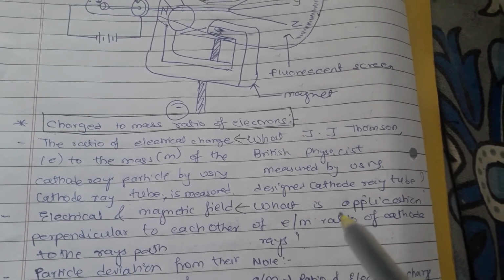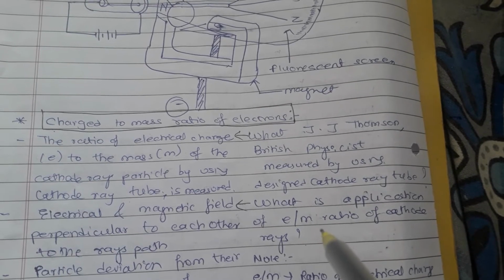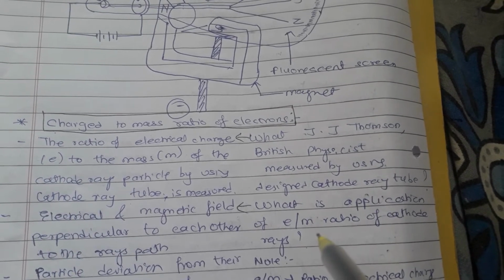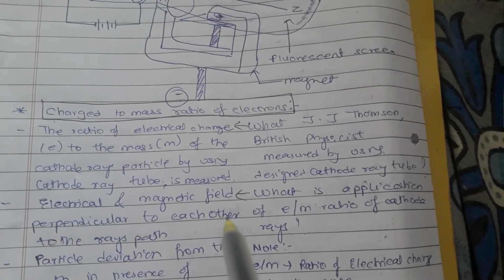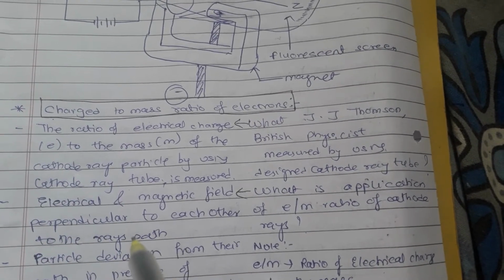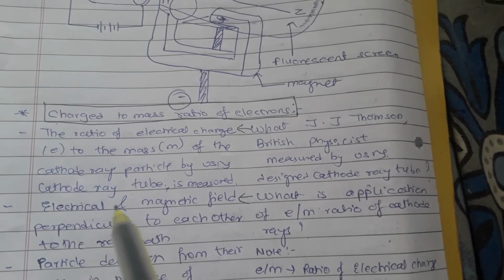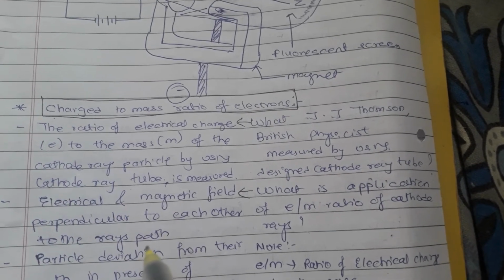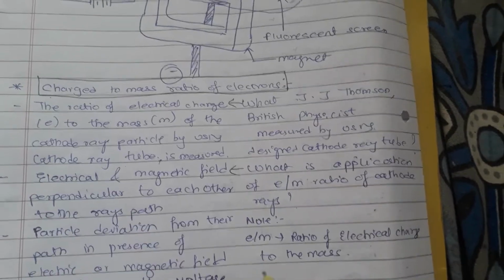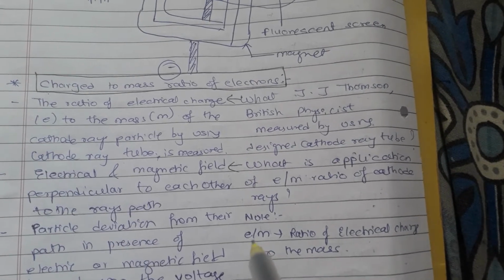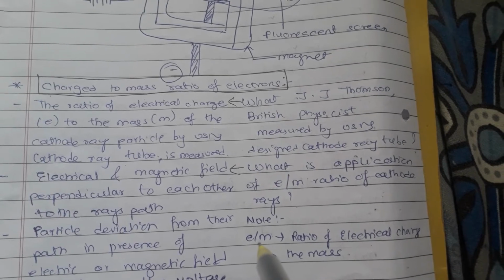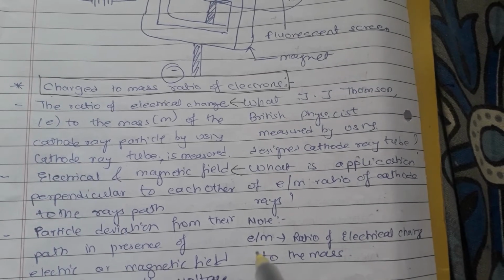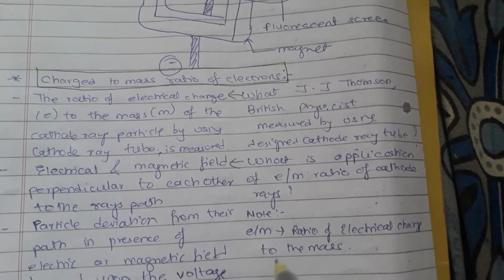Then what is the application of the electrical charge to mass ratio of the cathode ray? Electric and magnetic fields are applied perpendicular to each other and to the path of the ray. Note, the ratio of electrical charge to the mass.